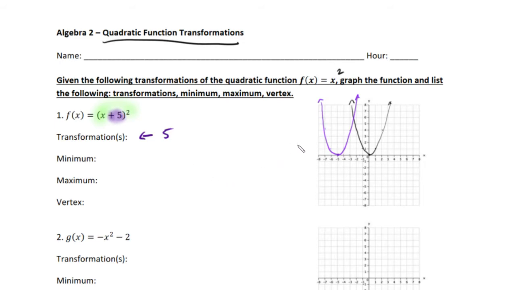Now, the minimum value on a parabola that opens up is the vertex here. So this minimum value is 0, aka -5, 0. Books change their minds as to how they want this presented. I'm a fan of the y value 0, but sometimes they want the ordered pair, so I'm going to put both. The maximum, however: this parabola is going to go up and up forever, so there's not going to be a maximum, so there'll be none. And then the vertex is -5, 0.